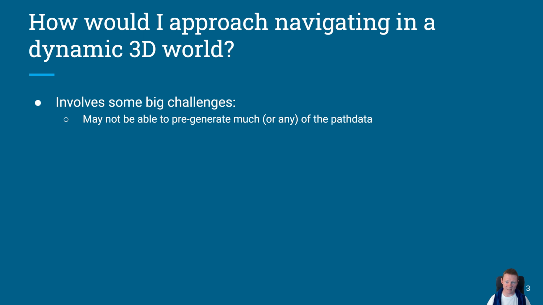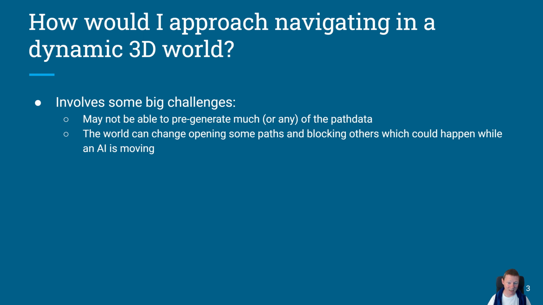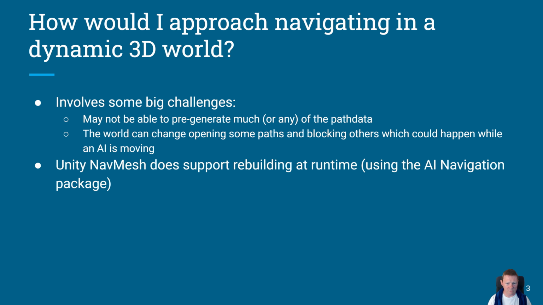It also means that data can actually change. As I said, paths will be getting opened, other ones might be getting blocked. That could happen while an AI is moving through an area. It could already have picked a tunnel to be heading through, and then suddenly that tunnel is closed. Or it could have an area it's trying to get to, and now there's a new shortcut that it could use. So the Unity NavMesh stuff does actually support rebuilding it at runtime.